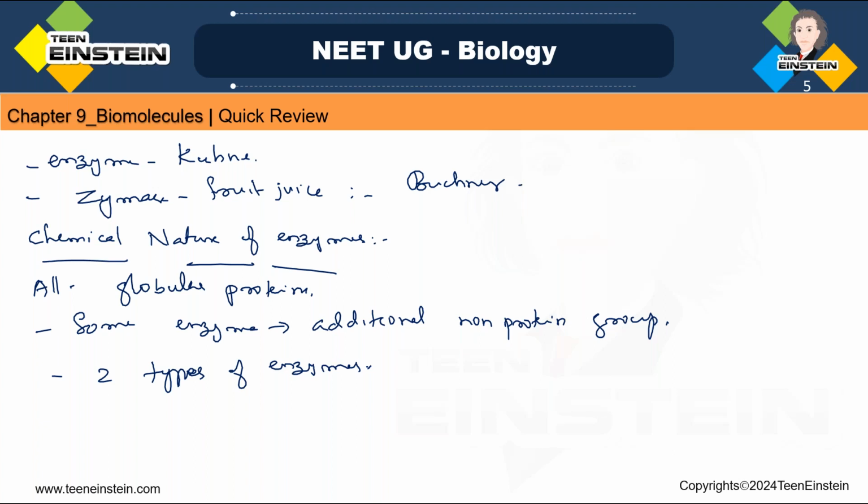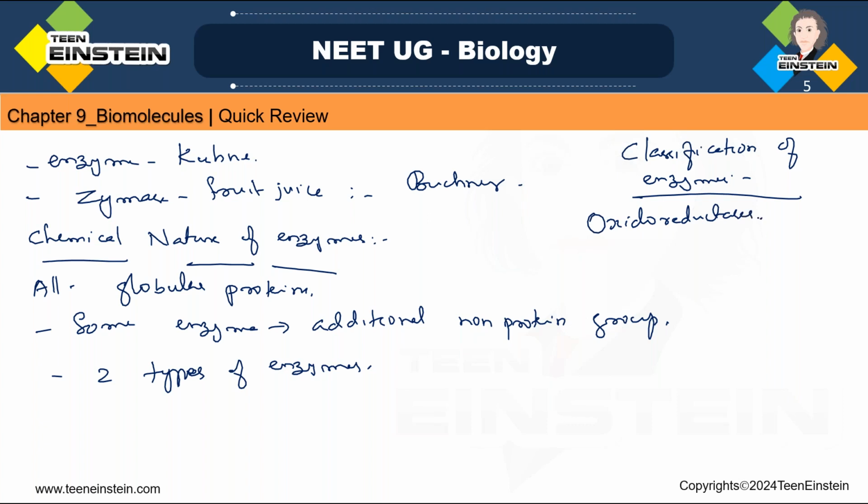So we are going to classify the enzymes now. Classification of enzymes. Oxidoreductases take part in oxidation and reduction reactions or transfer of electrons. These oxidoreductases are further classified as oxidases, dehydrogenases, and reductases.